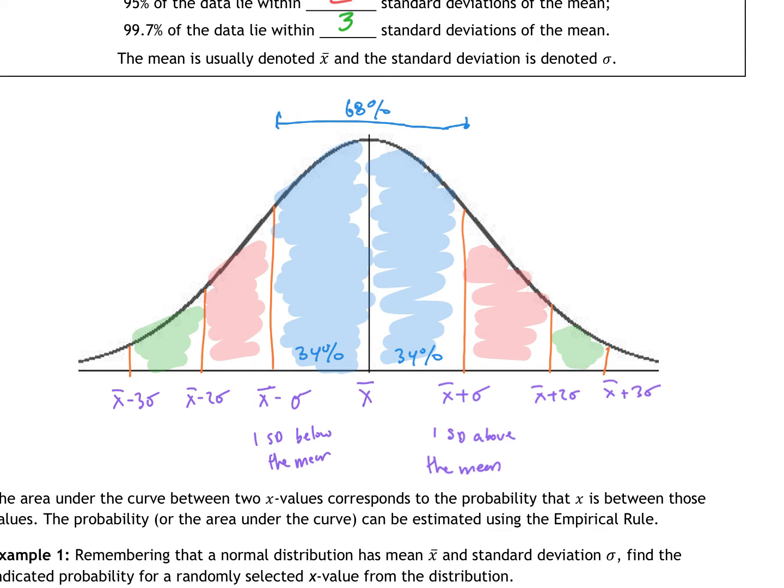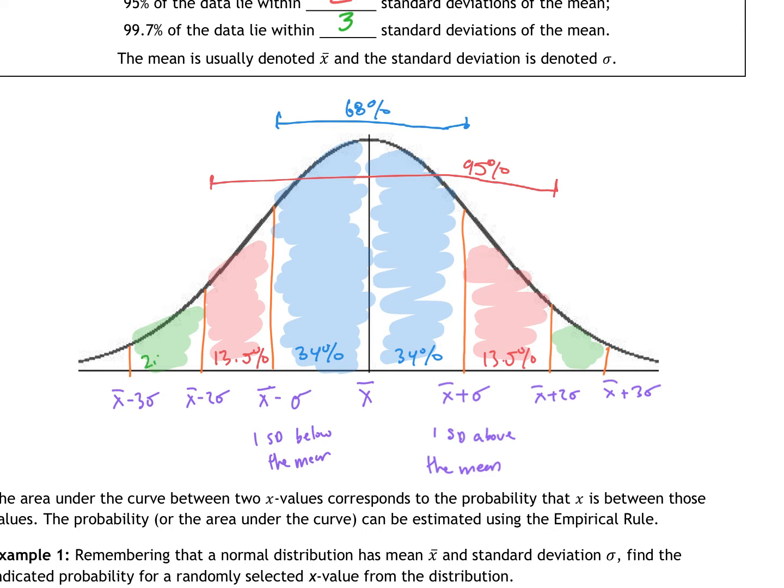Now, if I do the same thing with the red, the second section, that's 13.5%. So if I add those together from here to here, that is 95% of your data. So 95% of your data is going to fall within two standard deviations of the mean.